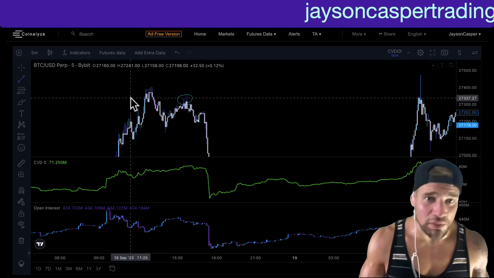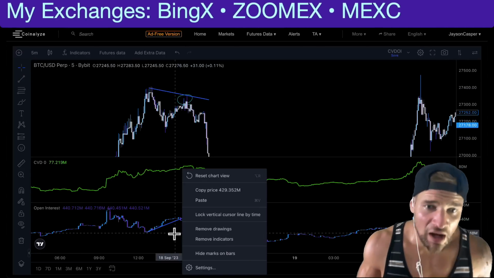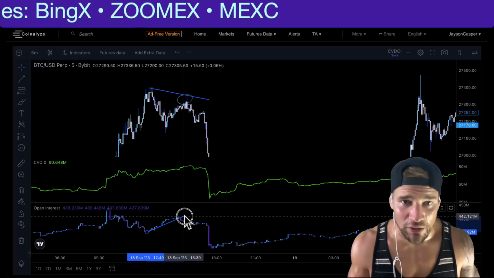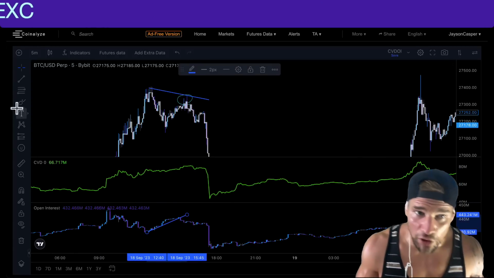But here's what's important. As price is making this lower high, we're seeing two very important things. Number one, the open interest is getting higher over time. What is this telling us? This is telling us trades are opening up.